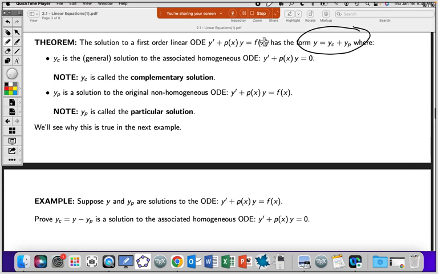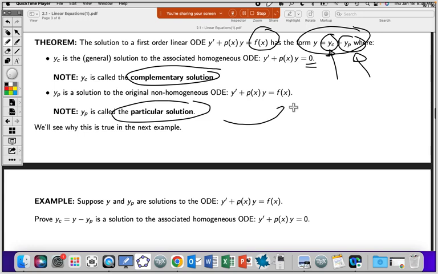So anytime you have a non-homogeneous equation, your solution is going to look like you'll have a generic solution for the associated homogeneous. This is called the complementary solution. And then you'll be adding to it a particular solution. The particular solution will work for the non-homogeneous part, and the complementary solution will have the parameter in it that works for the homogeneous part.